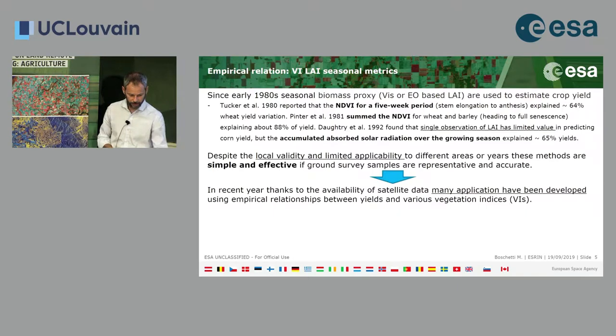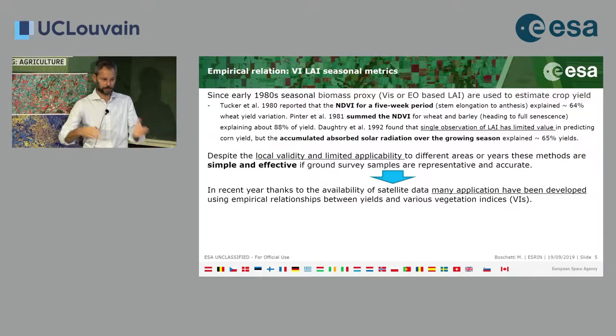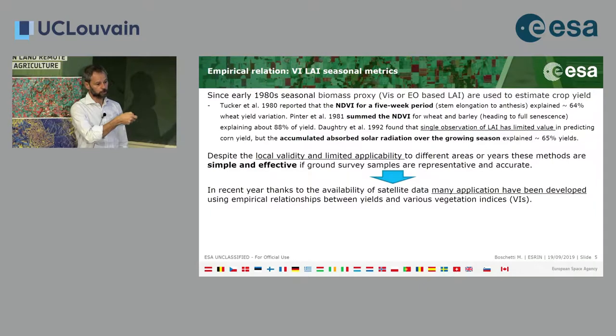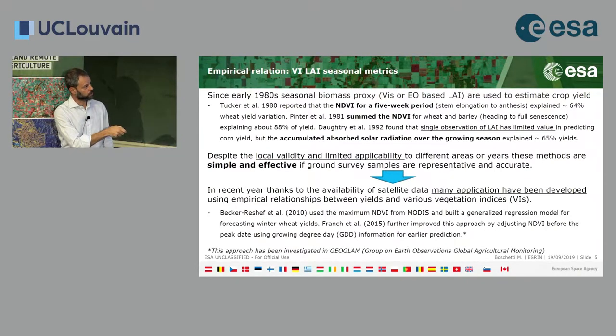So this is the reason why in recent years, thanks to this basis from the 80s, but thanks to the new satellites, the MODIS era and now the Sentinel era, it is possible to produce monitoring systems based on this simple concept, as the colleague from India has done. And this is done also at the international level, the Geoglam group does that. And there are two important works, one of Imbalbe Kereshev and one from Frank, that use the maximum NDVI from MODIS, or a maximum NDVI complemented with growing degree days, to do this empirical estimation.